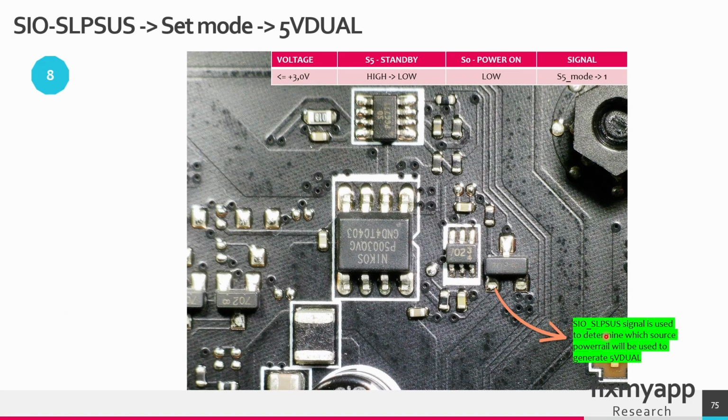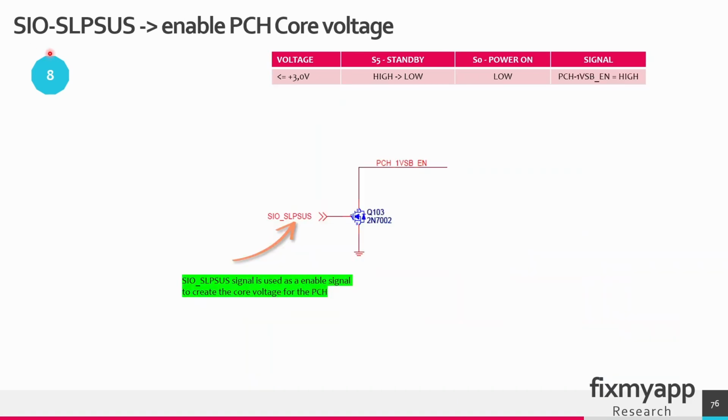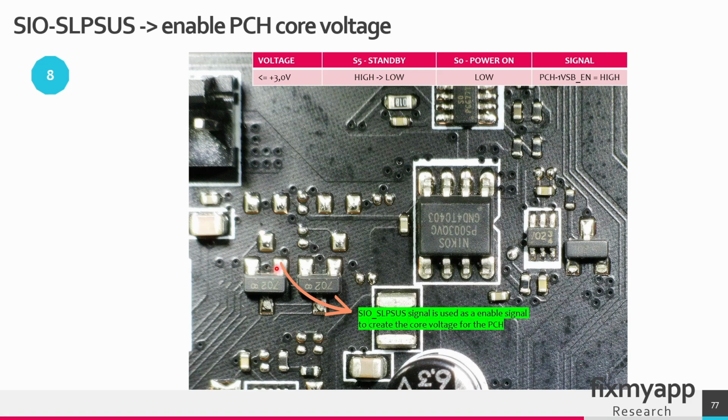So the Super I/O sleep suspend signal is used to determine which source power rail will be used to generate the 5 volt dual power rail. Also, the Super I/O sleep suspend signal is used to enable the PCH core voltage. So this will create an enable signal called the PCH 1 volt standby enable. And this enable signal will go to a voltage regulator that will create the 1 volt that is used for the PCH chip. With this transistor, the enable signal is created for the 1 volt PCH core voltage.